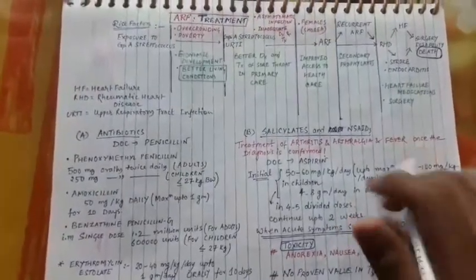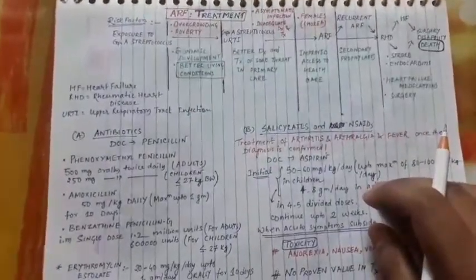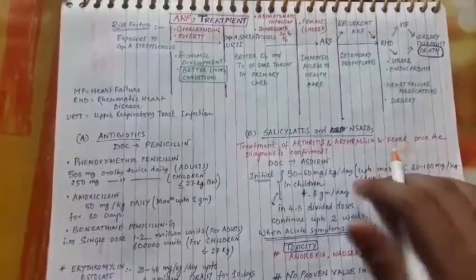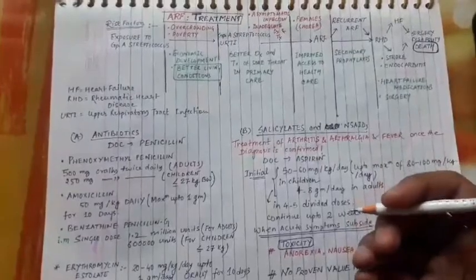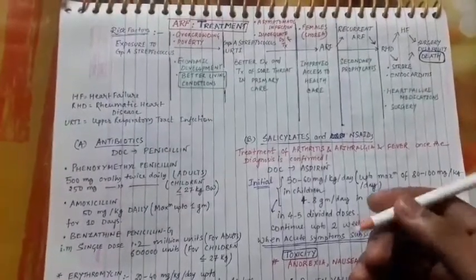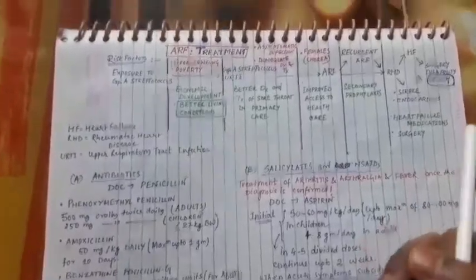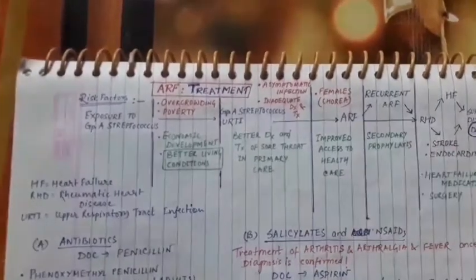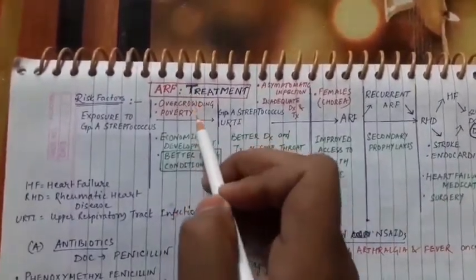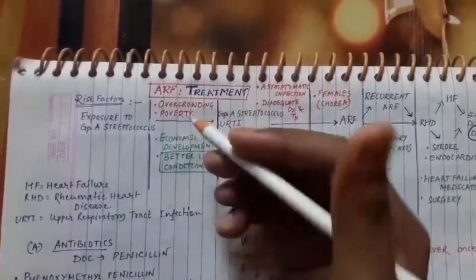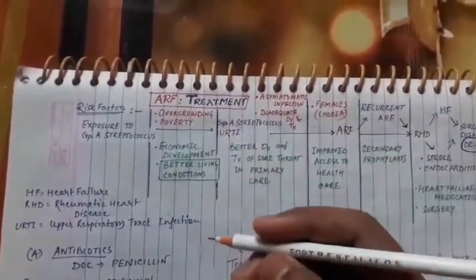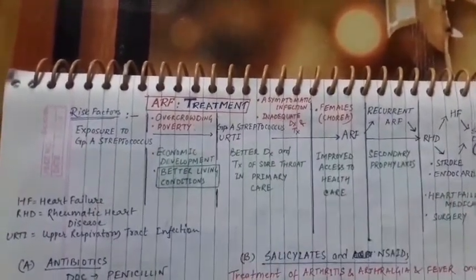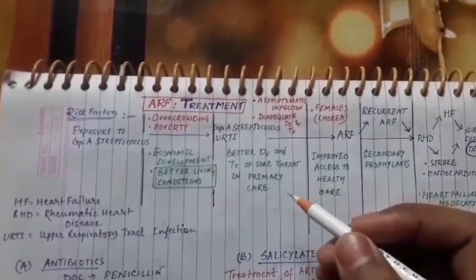Today's video is about the treatment guidelines and prevention and prophylaxis for patients with acute rheumatic fever. If a person is exposed to group A streptococcus, he may acquire the infection. First, see the risk factors like overcrowding, poverty, and rural residence, which ultimately increase the susceptibility of those exposed to group A streptococcus to acquire the infection.